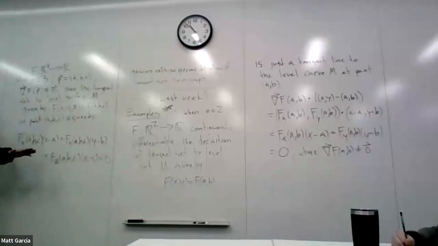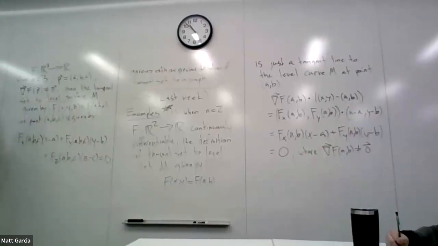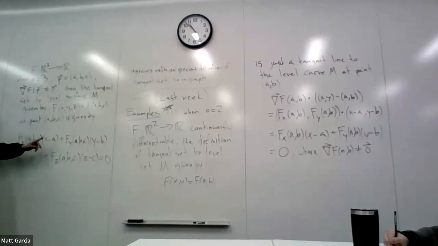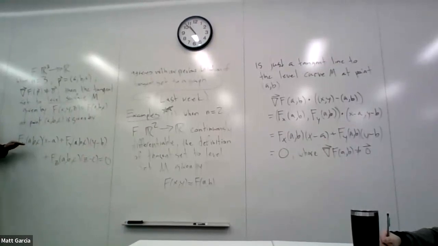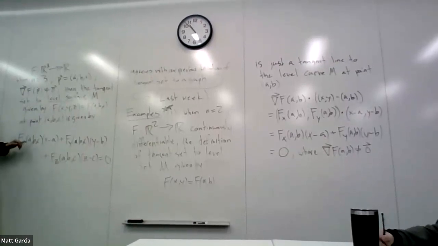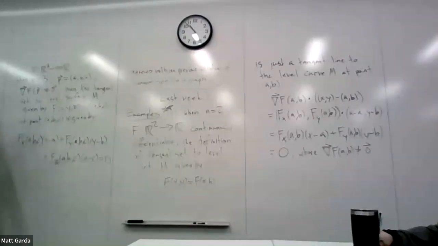You'll recognize this as the standard equation for a plane, the standard equation for a plane that goes through point a, b, c with normal vector fx at abc, fy at abc, fz at abc, i.e. the gradient.